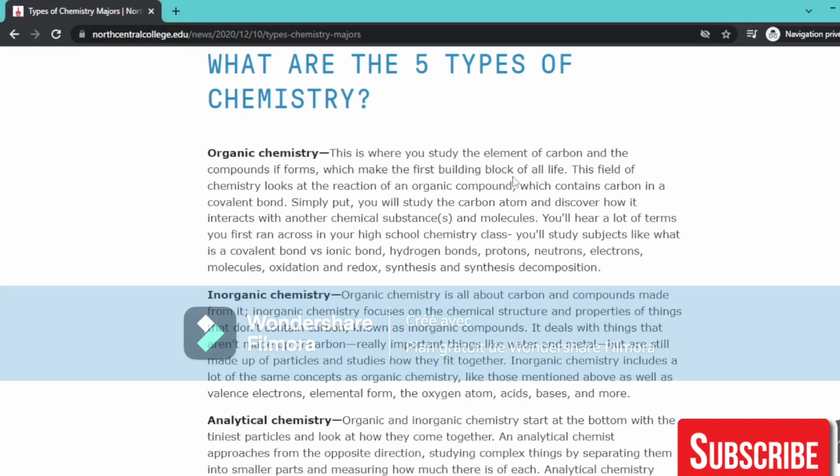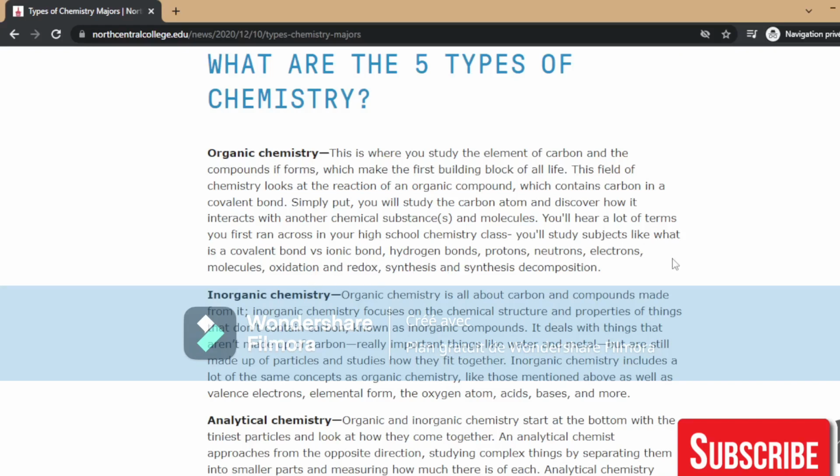So this is where you study the element of carbon and the compounds it forms, which make the first building block of our life. This field of chemistry looks at the reaction of an organic compound which contains carbon in covalent bonds. Simply put, you will study the carbon atom and discover how it interacts with another chemical substance and molecules. You will hear a lot of terms you first ran across in your high school chemistry class.